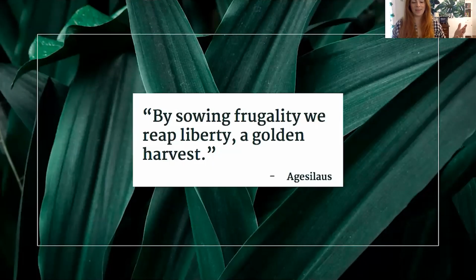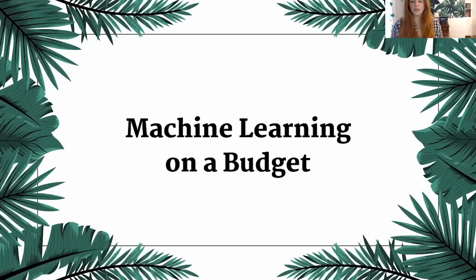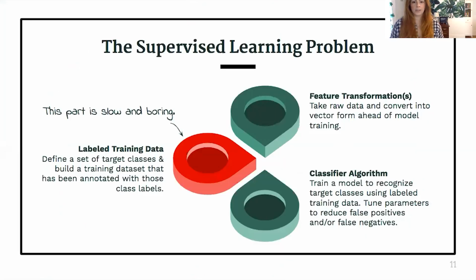Here's, I think, a good theme for going into this idea of thrifty machine learning: what we would like to be doing is sowing frugality. By sowing frugality, we will uncouple ourselves from some of the tools and practices that now constrain our ability to do machine learning in a cost-conscious way. And hopefully, if we can sow frugality, we will yield this sort of golden harvest. So let's think about some of my best practices for doing machine learning on a budget.